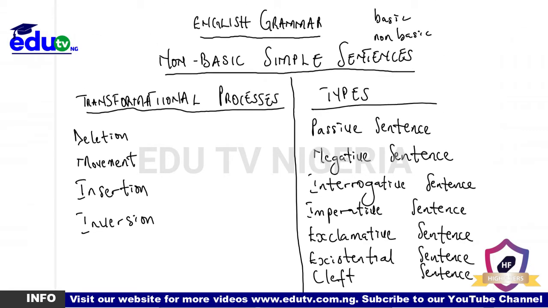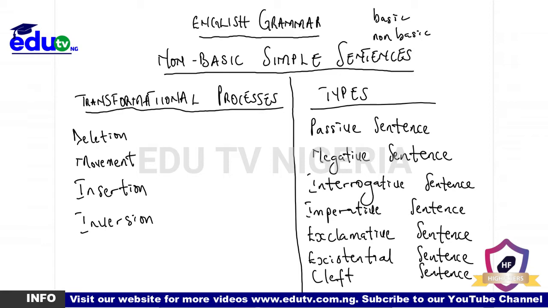So I believe with all of this explanation you have been able to understand the transformational processes that occur for us to arrive at the formation of any of these non-basic simple sentences. Do you understand? I believe you do. So once again, the transformational processes that we have in the formation of non-basic simple sentences are what? Deletion, movement, insertion, and inversion. And the types of non-basic simple sentences that we have: the passive sentence, the negative sentence, the interrogative sentence, the imperative sentence, the exclamative sentence, the existential sentence, and then the cleft sentence.